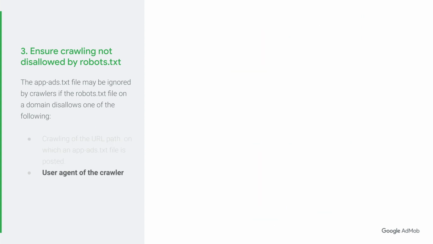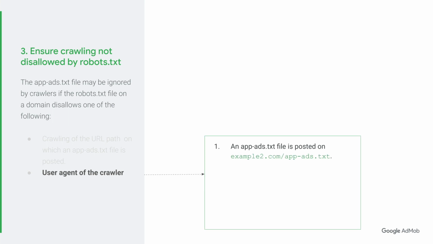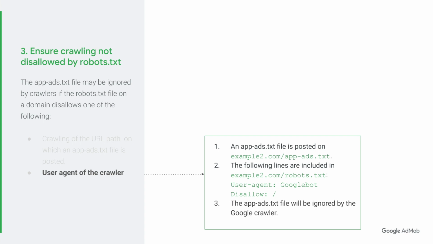Next, user agent of the crawler. For example2.com, number 1, an apex.txt file is posted on example2.com/apex.txt. Number 2, the following lines are included in example2.com/robots.txt. Number 3, the apex.txt file will be ignored by the Google crawler.